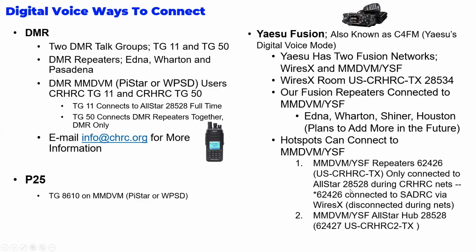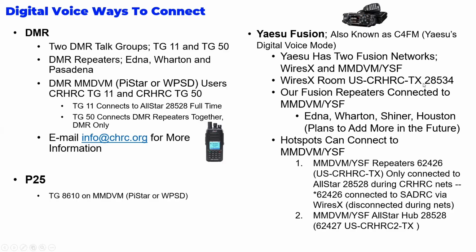But if you do have WiresX, you can connect to US CRHRC TX 28534. And I may have got a little tongue-tied on that. Hold on a second. N5TZV. We had to correct something here. So we have two YSF reflectors. Let me clarify. No, WiresX is 28534. Okay. All right, never mind. Okay, so the WiresX is 28534. Go ahead, Brian.